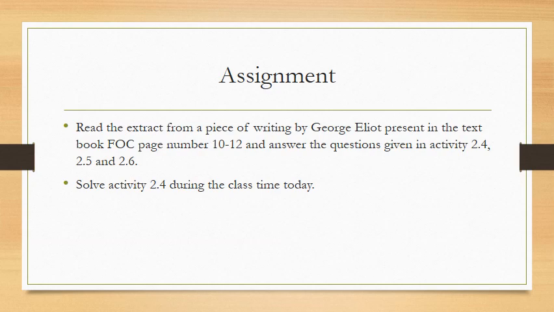Students, this passage might not be understood by you only by first reading. It is very interesting. Take your time, read it for 3, 4, or 5 times, and then inshallah you'll be able to understand this. And what you are supposed to do today is solve activity 2.4 at least during the class time today, and then activities 2.5 and 2.6 can be done by you later on, and then you can send to me the images.